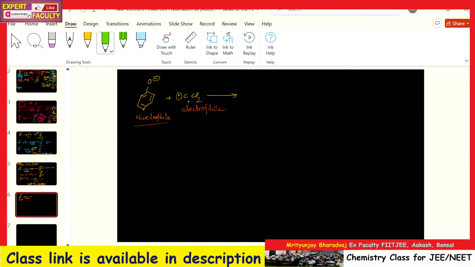No, sir. So basically it is an electrophile, and what kind of electrophile? Soft electrophile. So from which nucleophilic side will the attack be preferred? From oxygen or carbon? So this oxygen will be what? Hard. And carbon will be what? Soft.